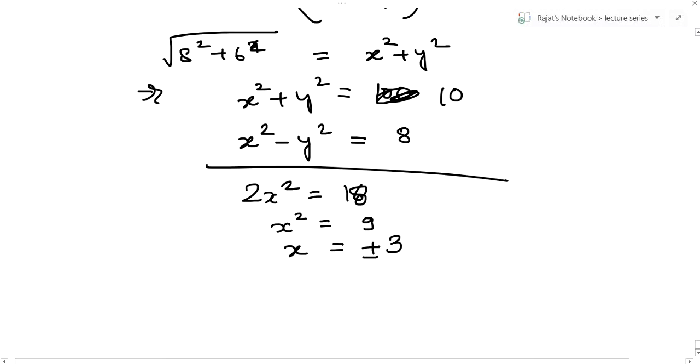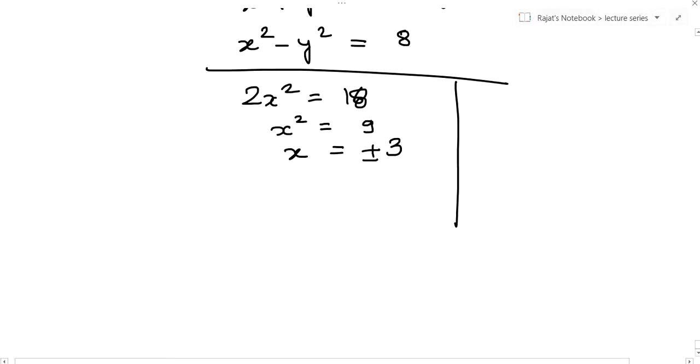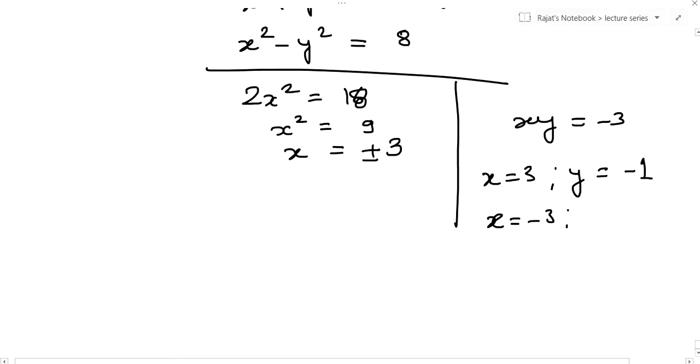Okay, and what was the second information that we had? xy is equal to minus 3. So if x is equal to 3, then y is equal to minus 1, and when x is equal to minus 3, y is equal to plus 1. You can use x square plus y square is equal to 10 also. We have x, we can find y, but remember that we cannot take plus 3 with plus 1, because x into y has to be minus 3.